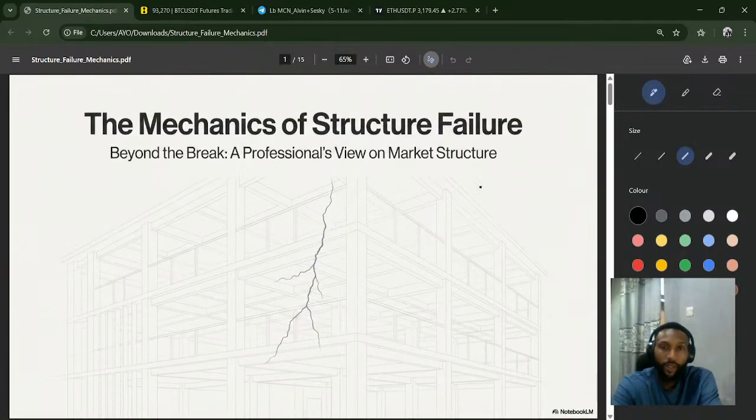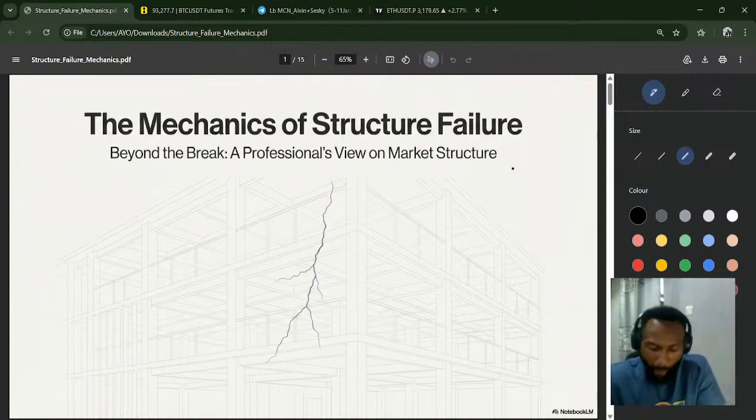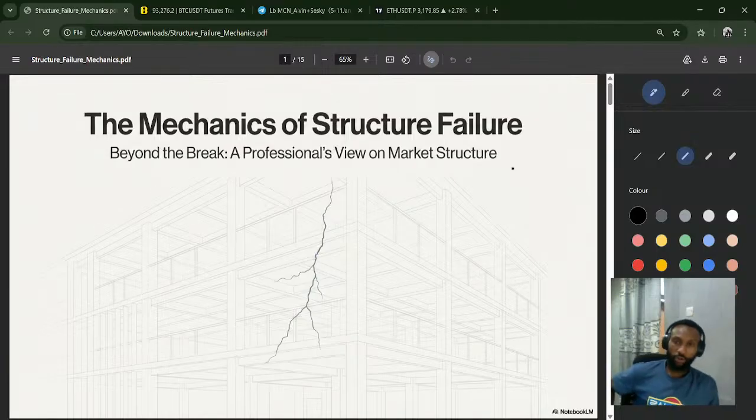So, the mechanics of structure failure: beyond the break, the professional's view on market structure. By now, everybody knows what market structure is, the different types that we have: the uptrend, the downtrend, the sideways markets, which is basically consolidation. You know what comprises the uptrend? It's comprised of higher highs and higher lows. And the downtrend is comprised of lower highs and lower lows.